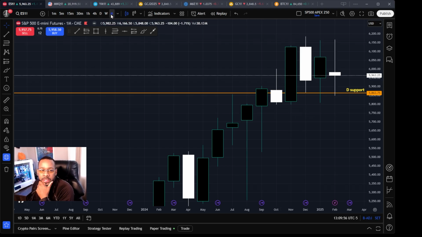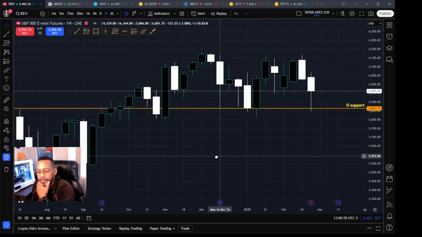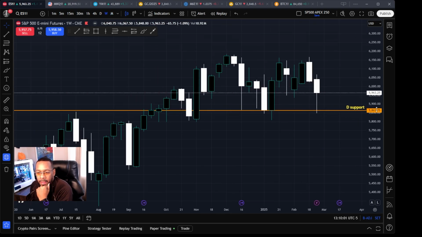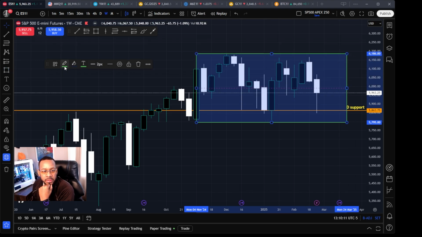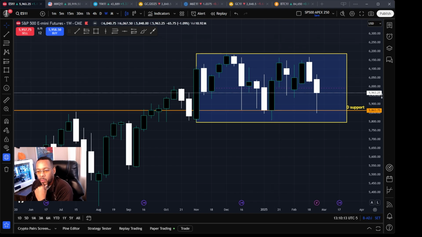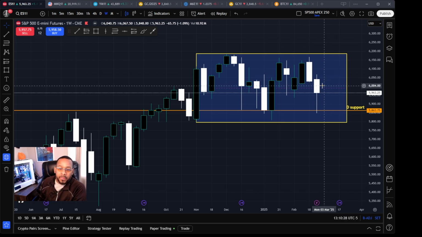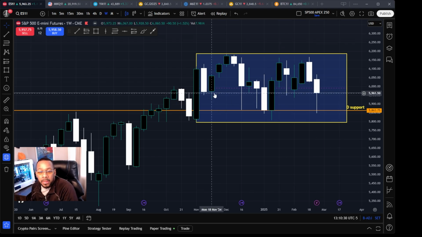Let's take a look at the weekly, see what we're looking at. Weekly not giving us much. Again, S&P has kind of been moving right within this range. This is our weekly range. It's been consolidating, moving sideways. Even with this, we got a higher low. We're going to see what this week comes out with. Overall trend is still up.